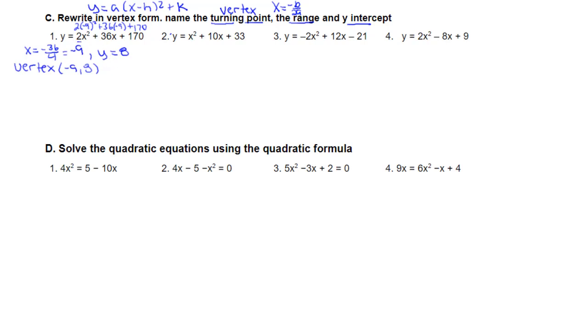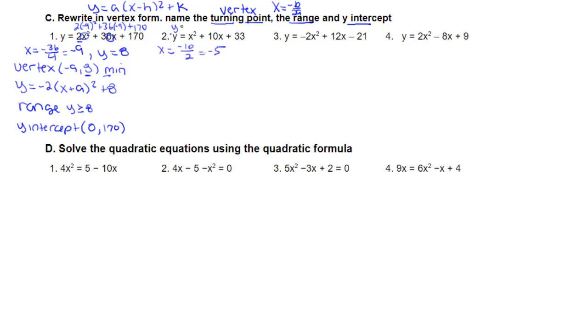We look and see a is positive, so we know that it's a minimum. And now we can go ahead and write vertex form. We take the a from the original, and then we'll get this. And then for the range, well, we know that 8 is the lowest, so that means that y is going to be greater than or equal to 8. The y-intercept, we make the x equal to 0, and it's going to be 0, 170.